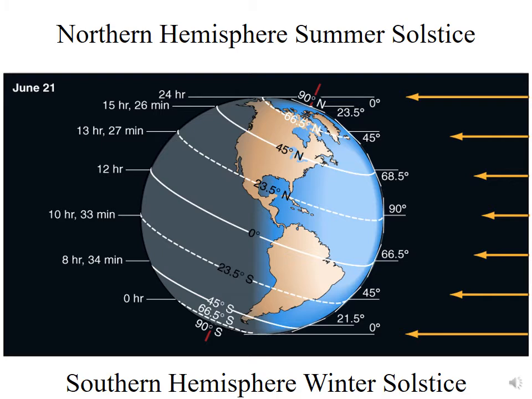So let's take a look at that. For the northern hemisphere summer solstice, the Earth is tilted, and everything above 66.5 degrees north will receive 24 hours of sunshine. And everything further south than 66.5 degrees south will be in full darkness for the entire time period. During this time period, the days are longer in the northern hemisphere and the days are shorter in the southern hemisphere.